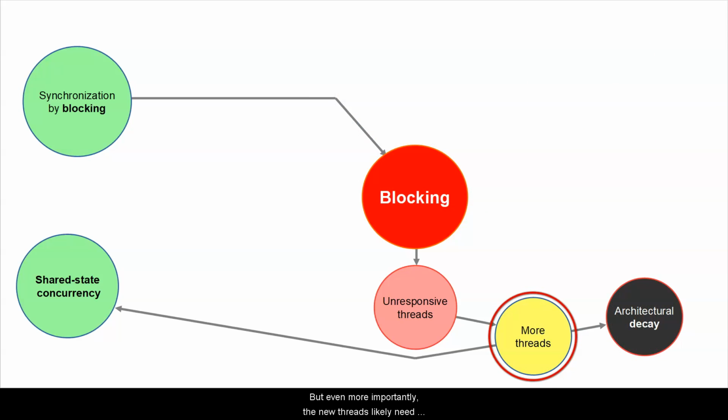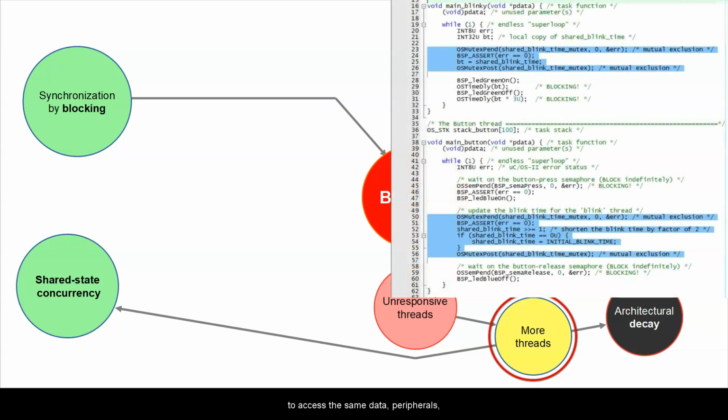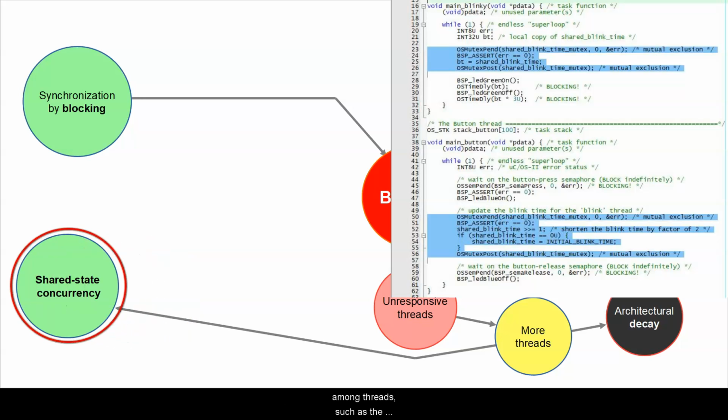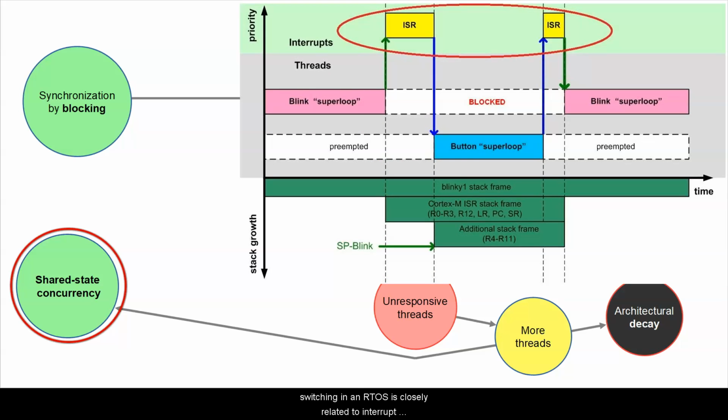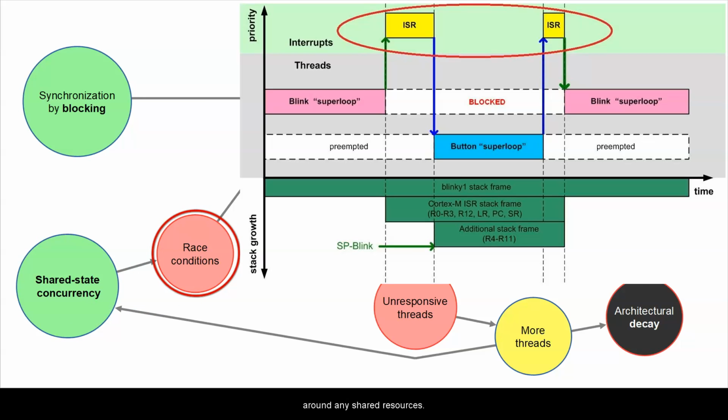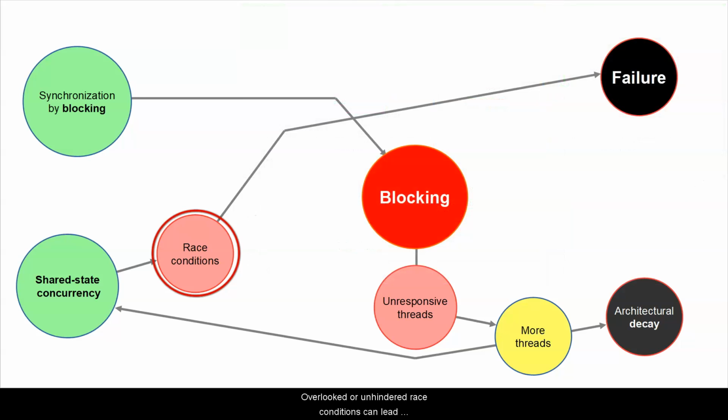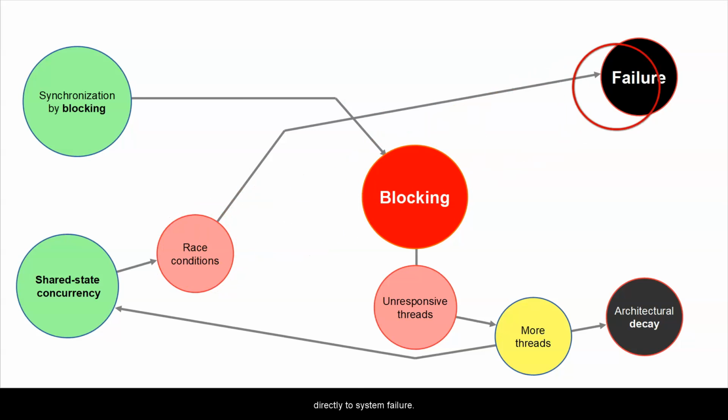But even more importantly, the new threads likely need to access the same data, peripherals, or other resources as the already existing threads. And this leads to sharing of resources among threads such as the shared blink time variable. Now you recall that context switching in an RTOS is closely related to interrupt processing, and in fact an RTOS just hijacks the interrupt processing hardware already available in the CPU to do its magic. But that means that threads inherit all the problems of interrupts, including race conditions around any shared resources. Overlooked or unhindered race conditions can lead directly to system failure.